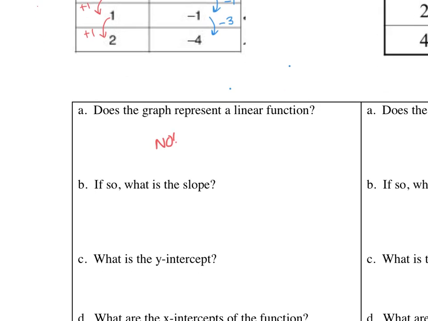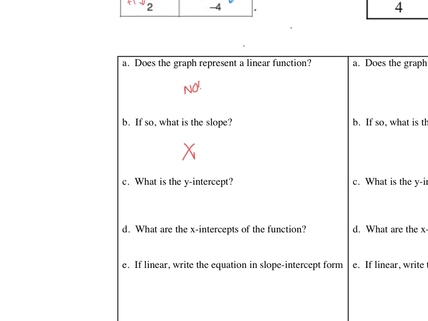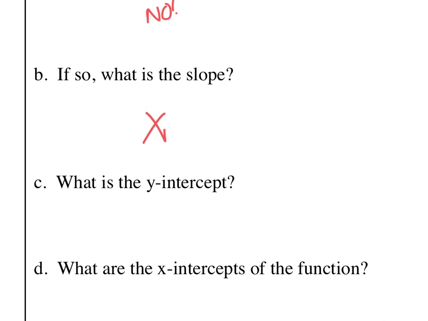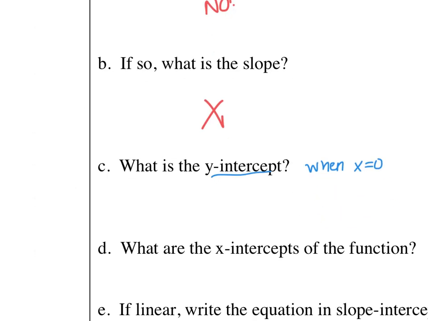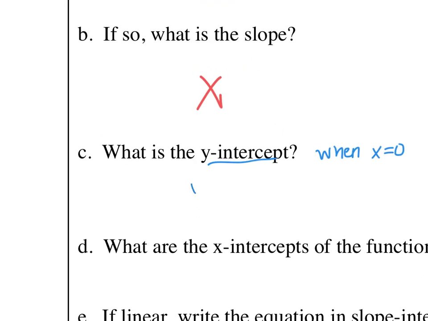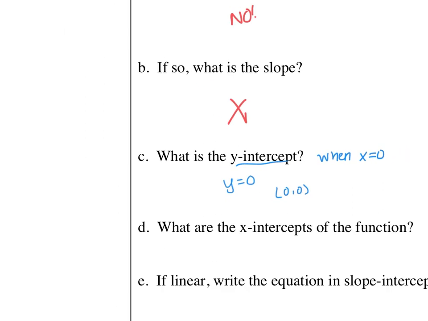And we can't do this because we don't have a constant rate of change. What is the y-intercept? Well, your y-intercept is when x equals 0. So if I go to my table of values and I go to x equals 0, well, my y-intercept is 0. So my y-intercept is 0. So I can write y equals 0, or I can just write it as an ordered pair, (0, 0).